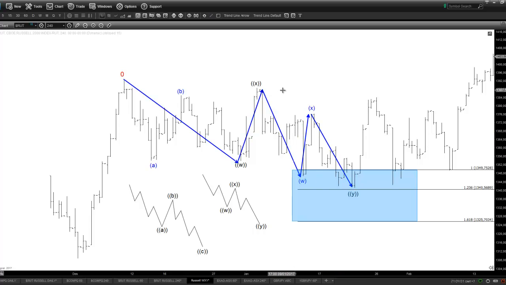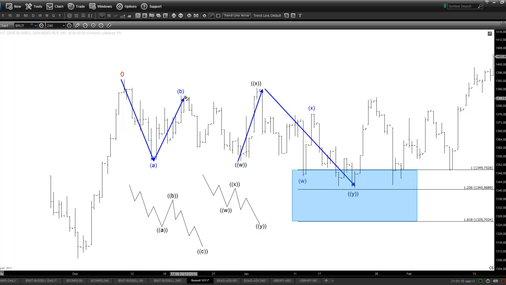Okay, so it's very clear that you cannot label the Y leg, which is this black degree. This Y leg here is subdivided into 3, and then this W leg is also subdivided into 3, right? So you got a 3 and then another 3, and then this is also another 3, right?